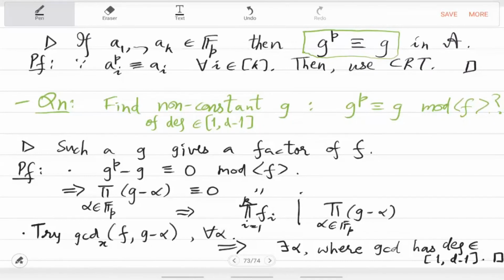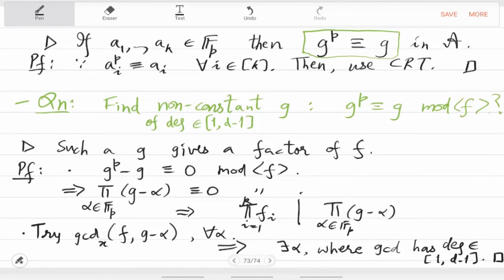How much time will this process take? How many times are you computing GCD? P times, right? So this process is not the fastest one, because it takes at least p time, and p itself may be 1000 bits. So this itself may take 2 raised to 1000 steps.